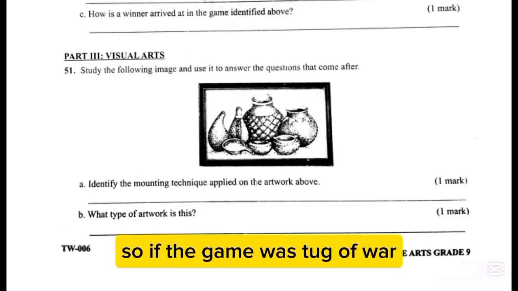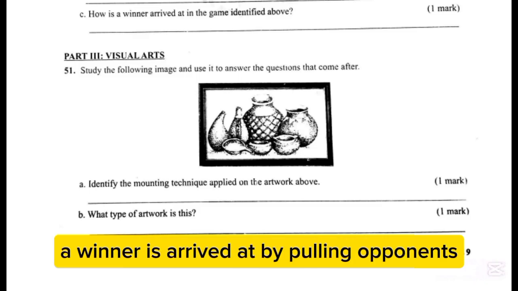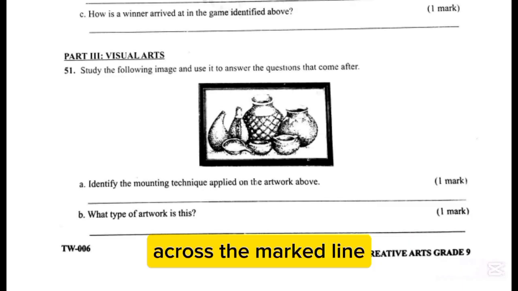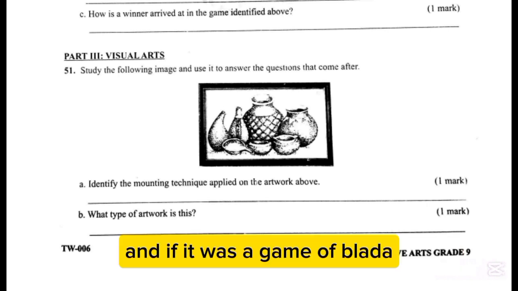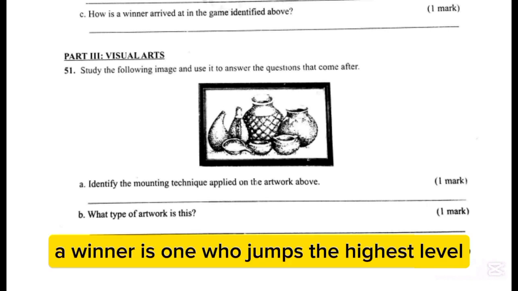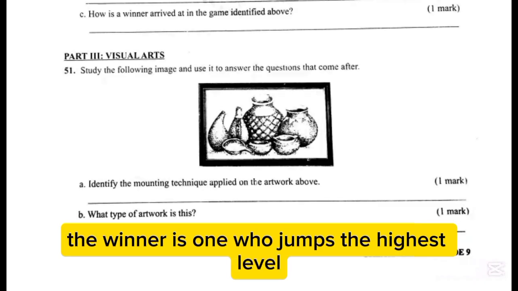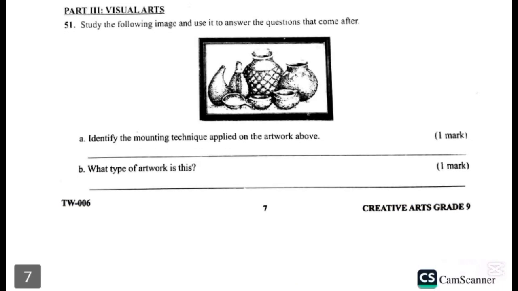If the game was tug of war, a winner is arrived at by pulling opponents across the marked line. You pull your opponent across the marked line. And if it was a game of bladder, a winner is one who jumps the highest level.